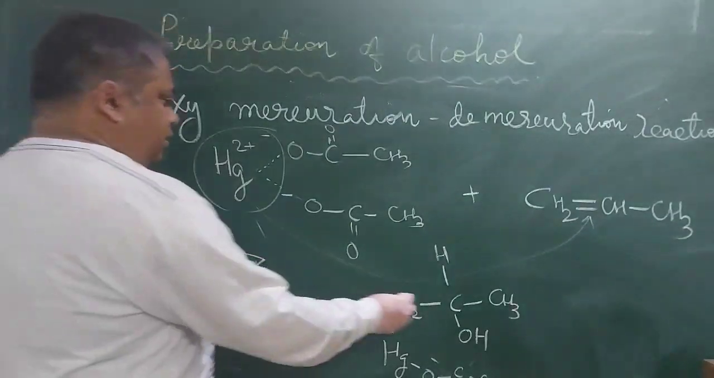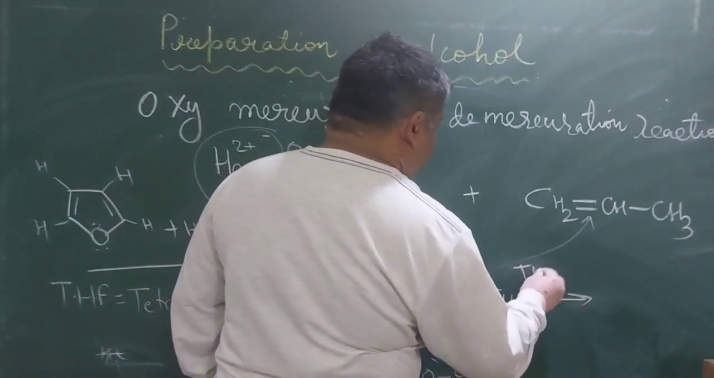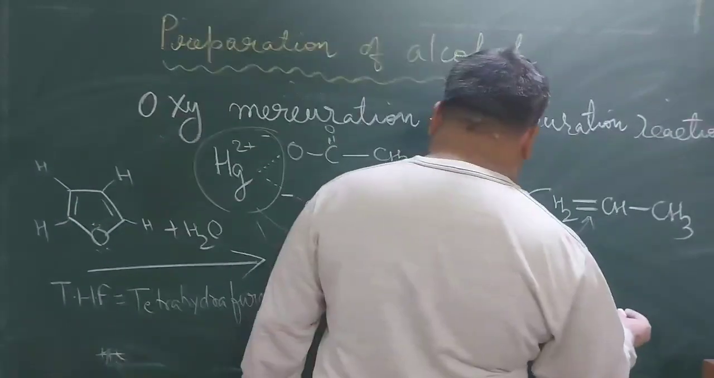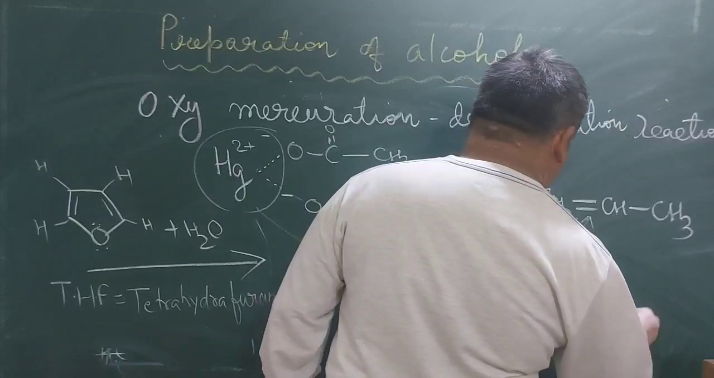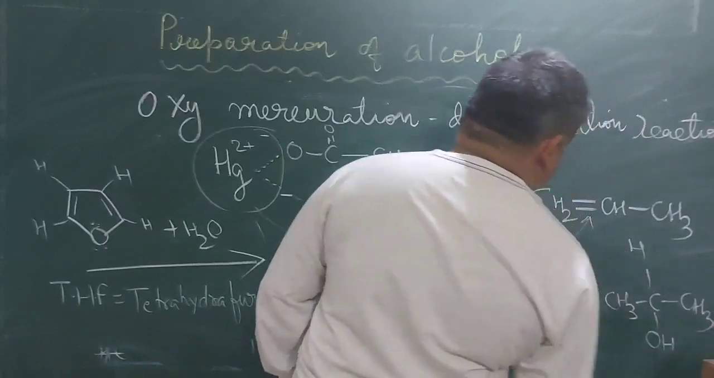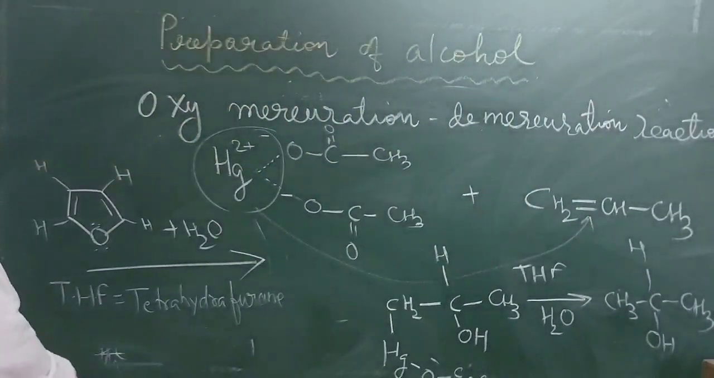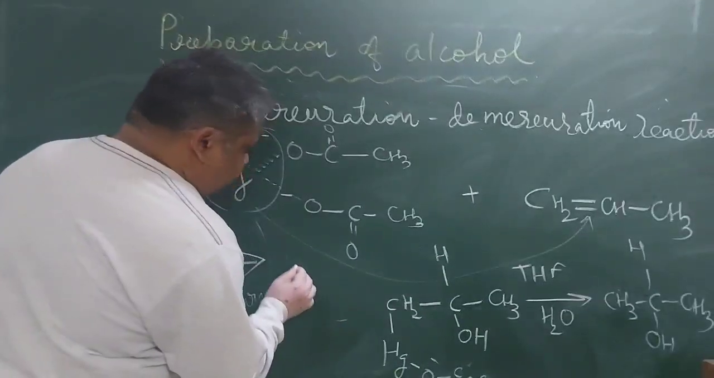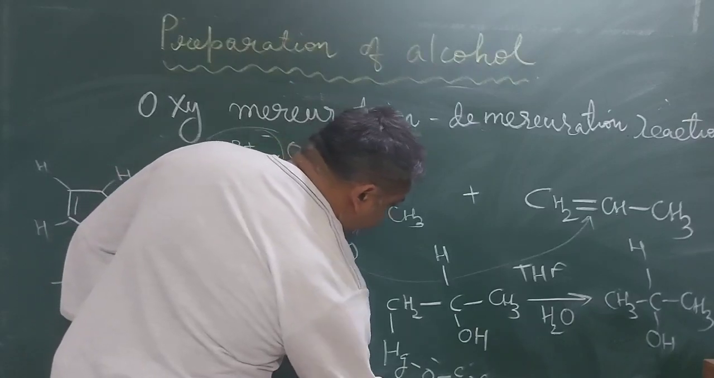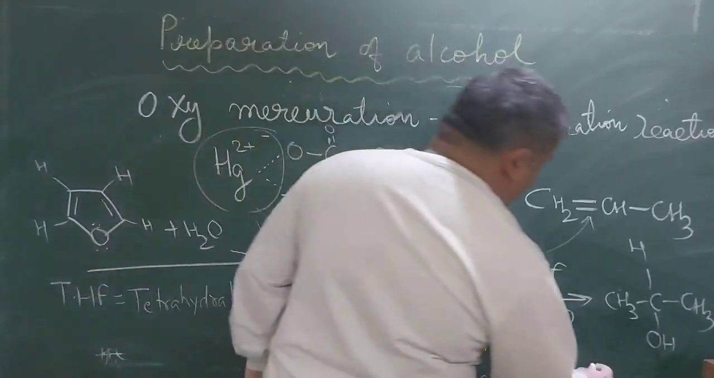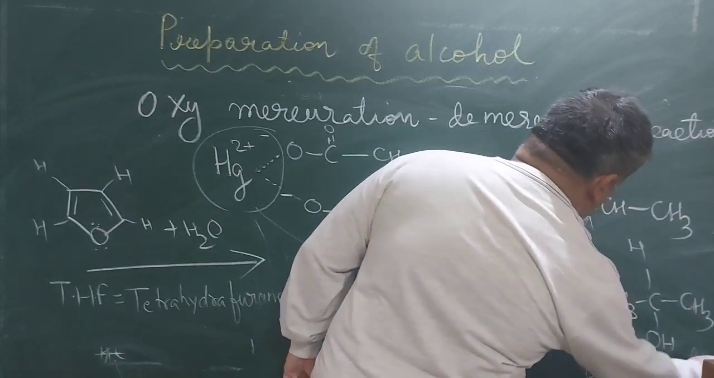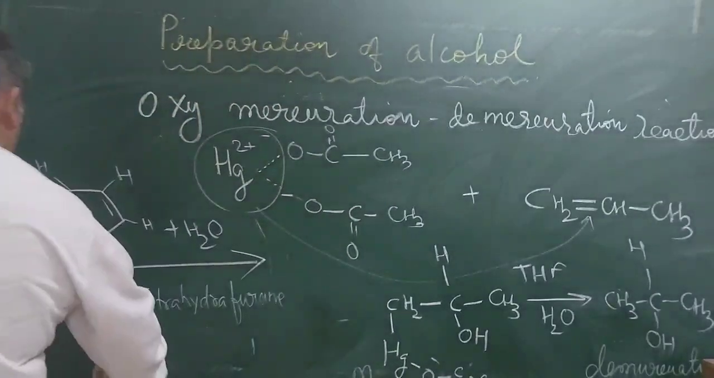So after giving this THF and water, it breaks and forms CH3 CH OH CH3. So here demercuration is taking place. So first of all, mercuration is taking place. This is the mercuration process. And here demercuration. THF is basically a hydride donor.